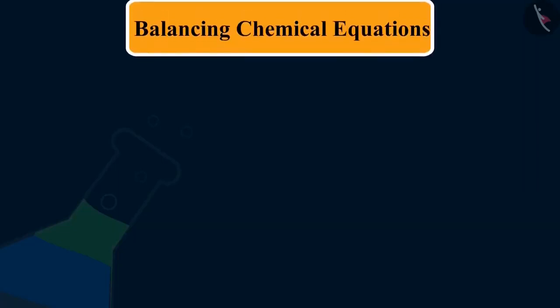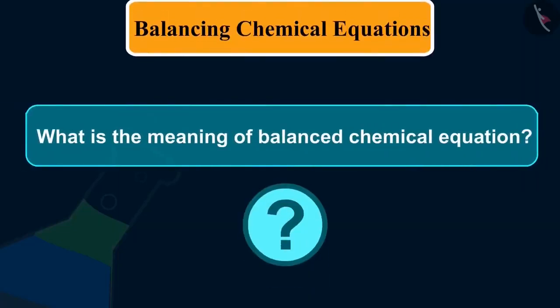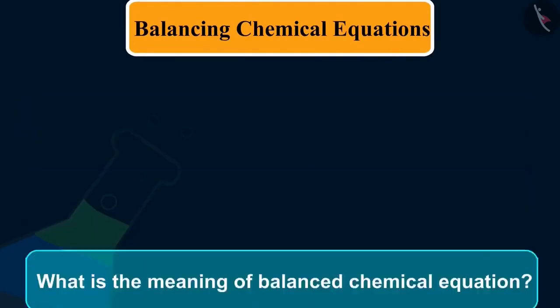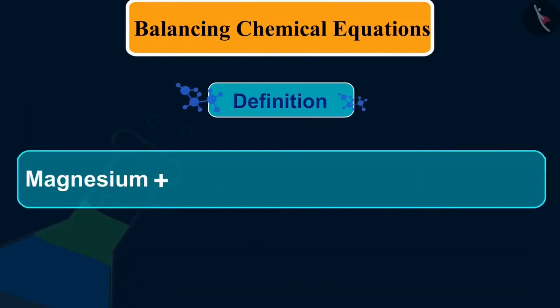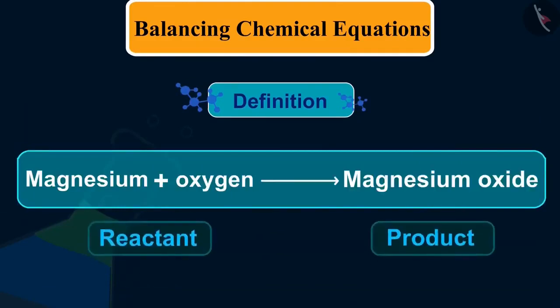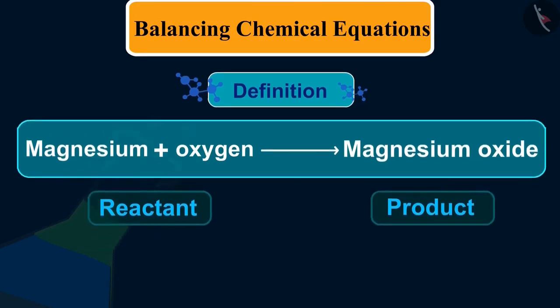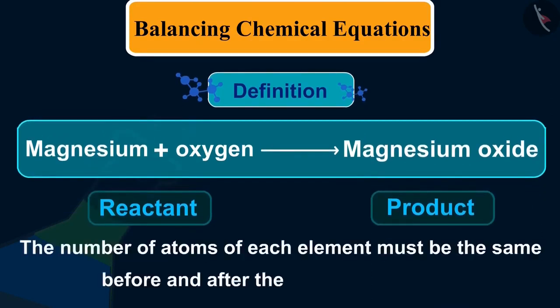First, we will understand the meaning of a balanced chemical equation. So children, a balanced chemical equation is the one which has the same number of atoms of elements on both sides of the equation. That is, the total mass of the elements present in the products of a chemical reaction has to be equal to the total mass of the elements present in the reactants. It would not be wrong to say that mass is neither created nor destroyed in any chemical reaction.